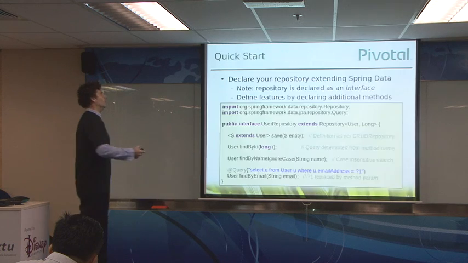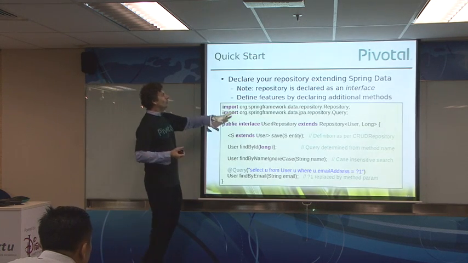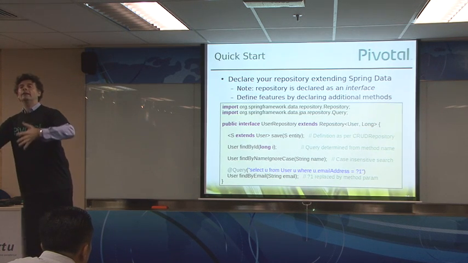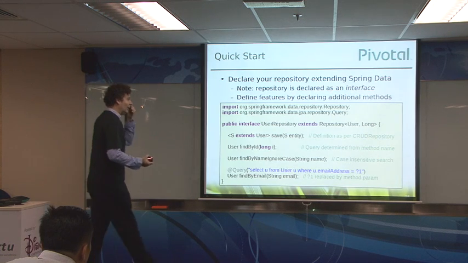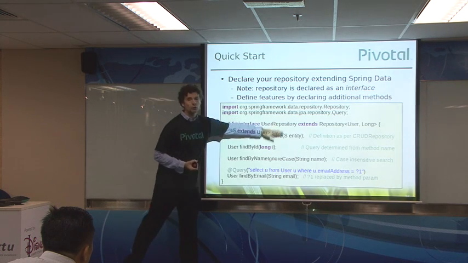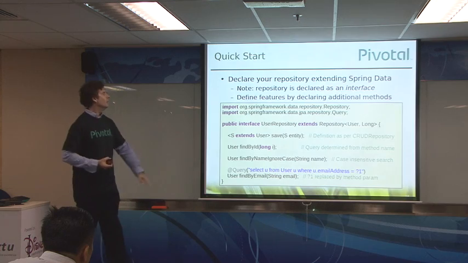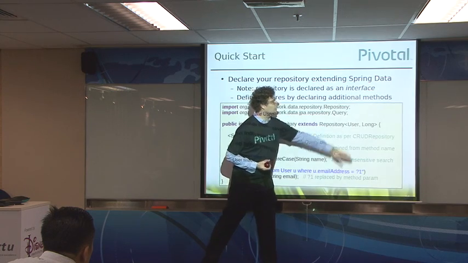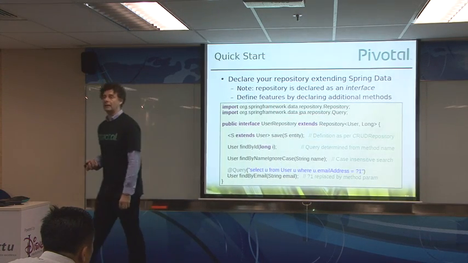Quick start, okay, what does it look like? So, we're going to have these auto-generated repositories. We're going to tell Spring what they should look like with interfaces. So, here's my public interface, my user repository. It extends the Spring Data provided repository, which is also an interface.